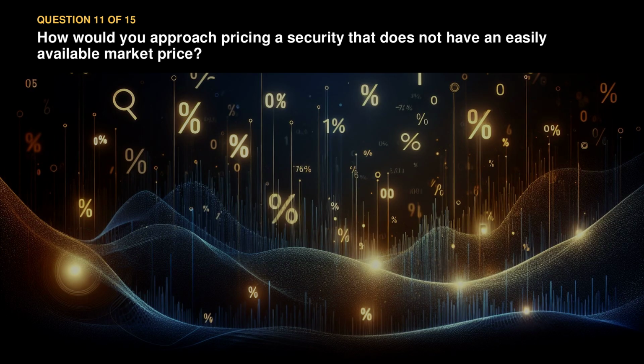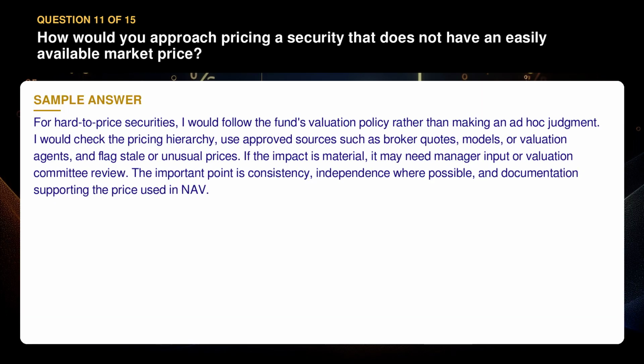Question 11. How would you approach pricing a security that does not have an easily available market price? For hard-to-price securities, I would follow the fund's valuation policy rather than making an ad hoc judgment. I would check the pricing hierarchy, use approved sources such as broker quotes, models, or valuation agents, and flag stale or unusual prices. If the impact is material, it may need manager input or valuation committee review. The important point is consistency, independence where possible, and documentation supporting the price used in NAV.